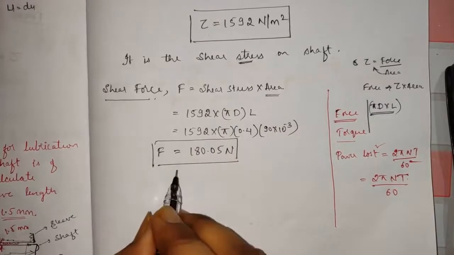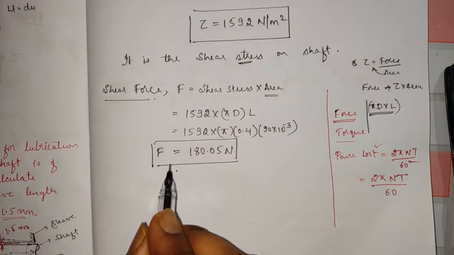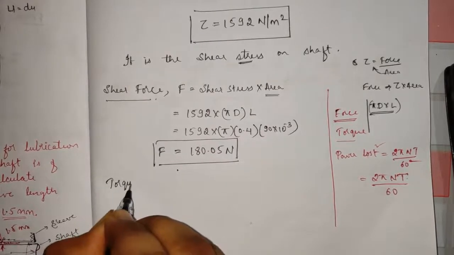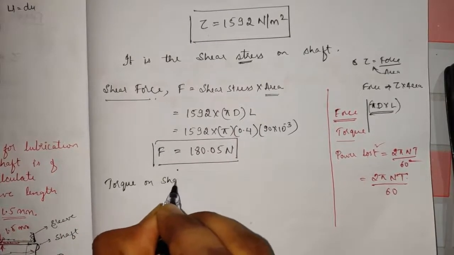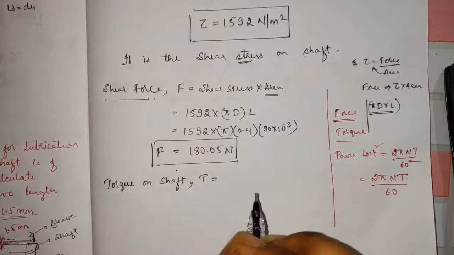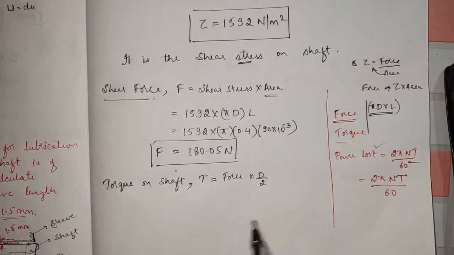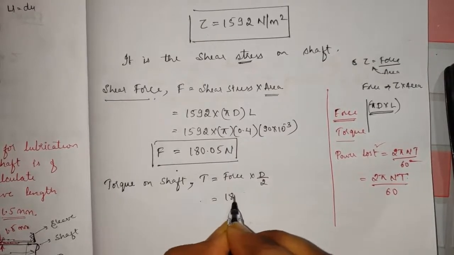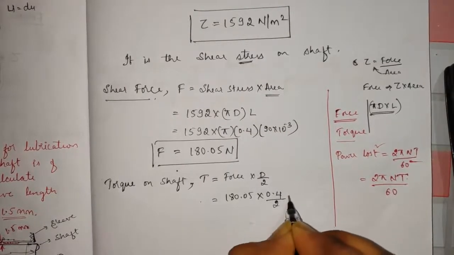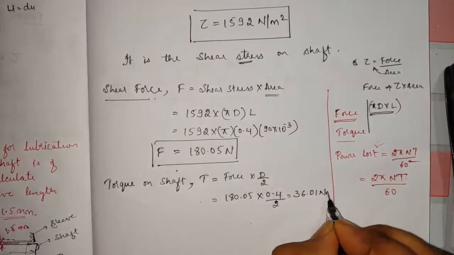So now what I want? I got the value of force. Why I need to calculate the value of force? Because I need to find the value of torque. So torque on the shaft. These formulas you have already learnt in your PUC. Just refresh it. So torque is equal to what? Force into d by 2. So what is the force? 180.05. Diameter is 0.4 by 2. The torque value will be 36.01 Newton meter.